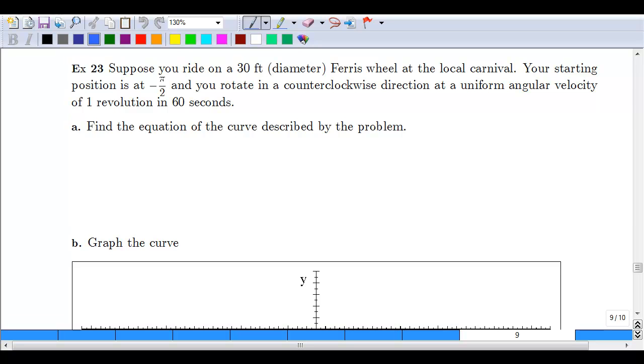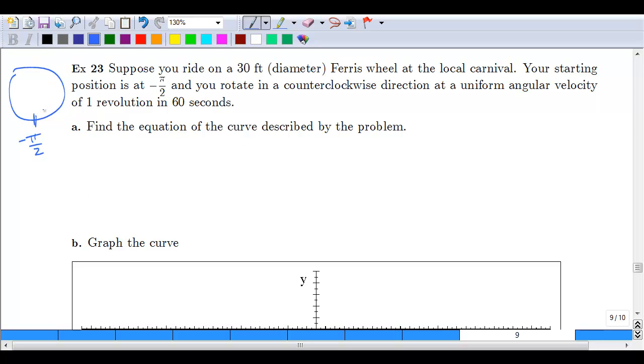This is the second video in the lessons for section 12.5, and this deals with a little bit more application for trig functions in simple harmonic motion. This first example here: suppose you ride a Ferris wheel, a rather small one, a 30-foot diameter Ferris wheel at a local carnival. You start at the position -pi/2, so you start at the bottom to get on. That kind of makes sense, right?